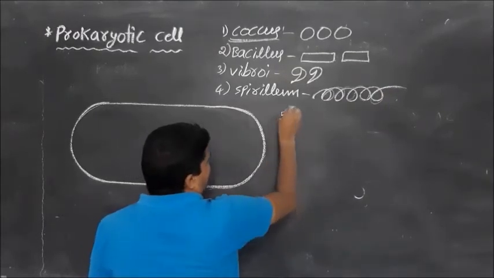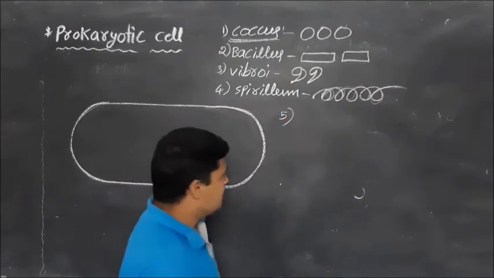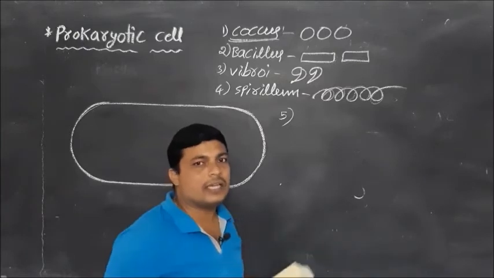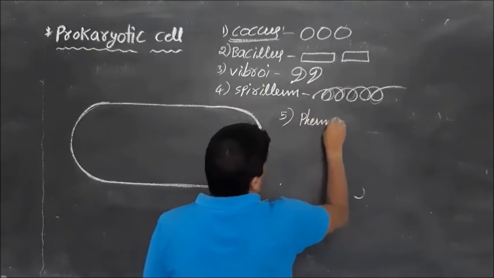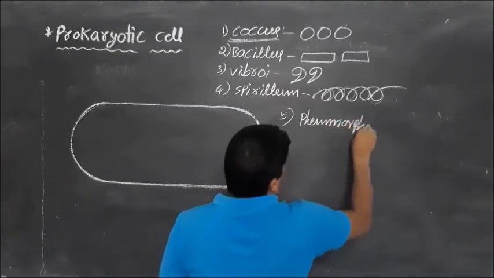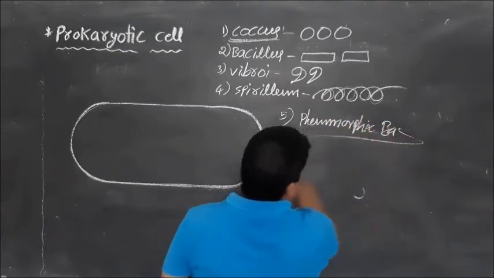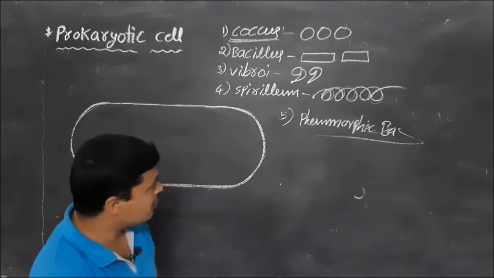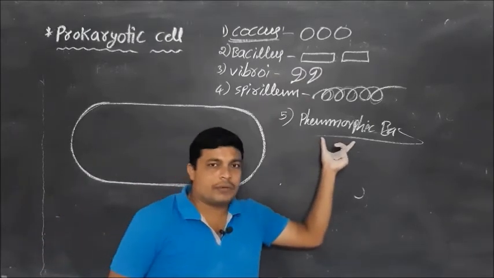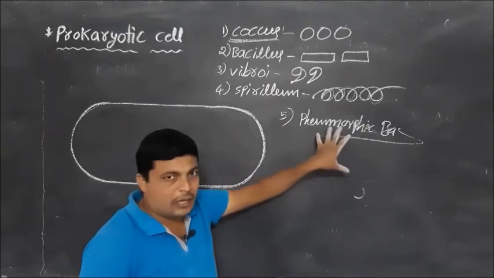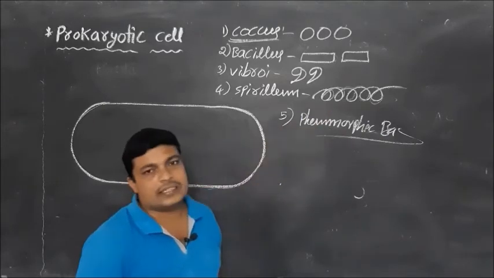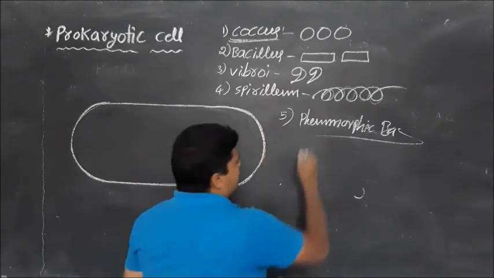And fifth type of bacteria, some kind of bacteria change their structure depending upon the environment. So pleomorphic bacteria. Example for the pleomorphic bacteria, azotobacter. Pleomorphic bacteria change their structure depending upon the environment.